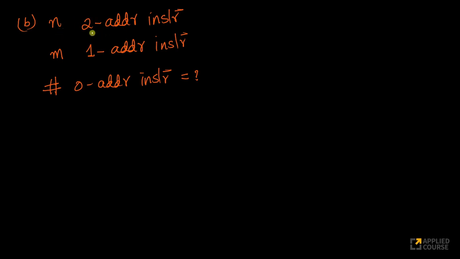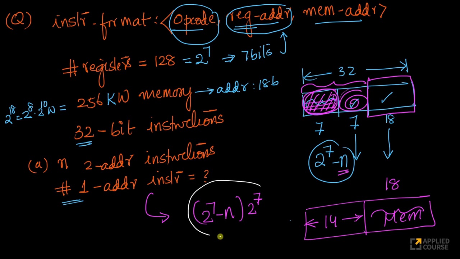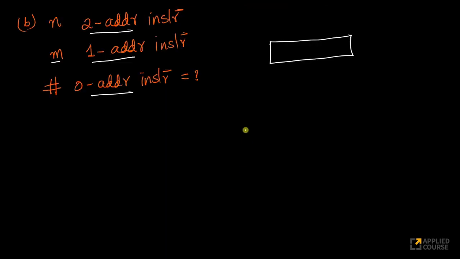Now let's look at one more possibility here. If I have n 2 address instructions, m 1 address instructions, then how many 0 address instructions can I have? This is a good question. Okay, now let's look at this. I have n 2 address instructions. So let's go step by step. Here we have to be careful. So how many 1 address instructions are possible?